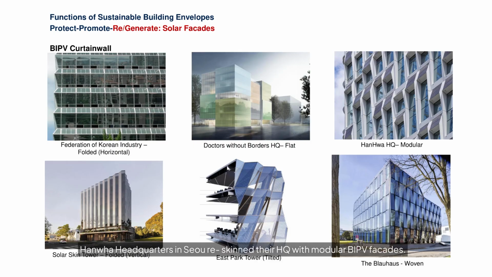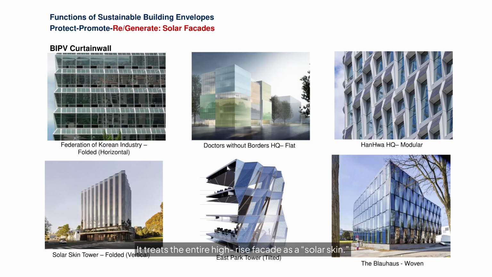Hanwha headquarters in Seoul reskinned their headquarters with modular BIPV facades. The facade has a distinctive geometric pattern of PV panels, each module of which was developed in balancing environmental performance and program inside. Each module is angled optimally for sun exposure, and together they form an artful mosaic over the building mass.